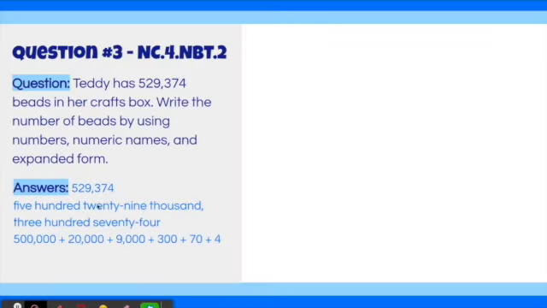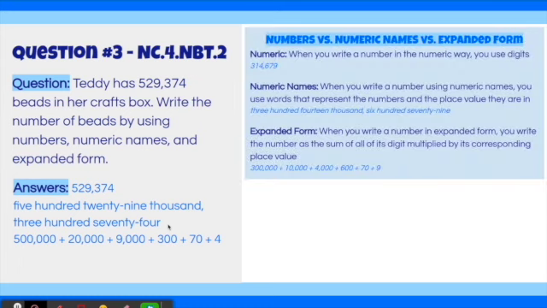The top one is writing the number using numbers. The second one is using numeric names, and the last one is using expanded form. Okay, so this box kind of explains the difference between the 3 forms. The first one is just when you write it regularly with numbers. The second one is when you write what you say. And the last one, expanded form, is when you write the sum of the digits multiplied by their place value. Okay, so we're going to focus on expanded form.